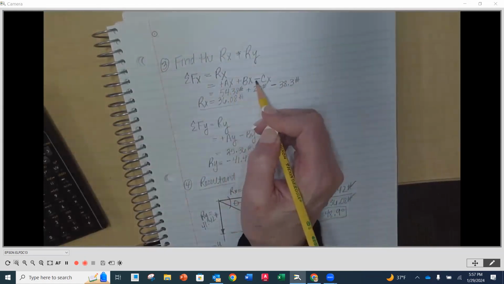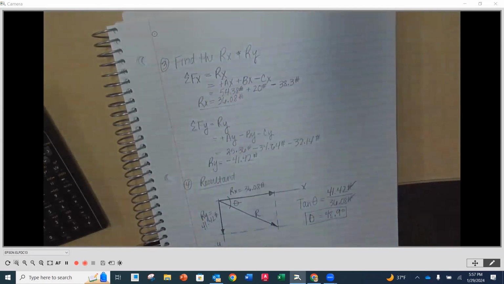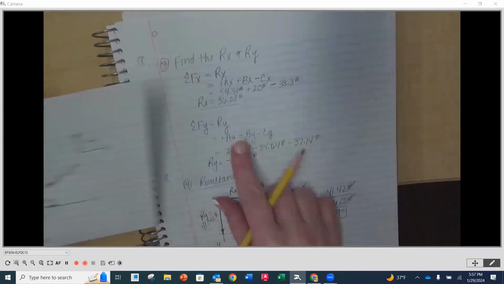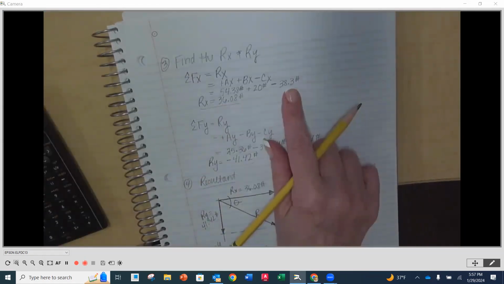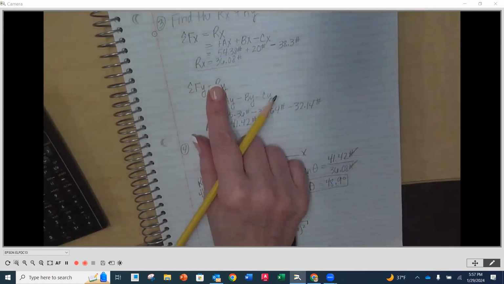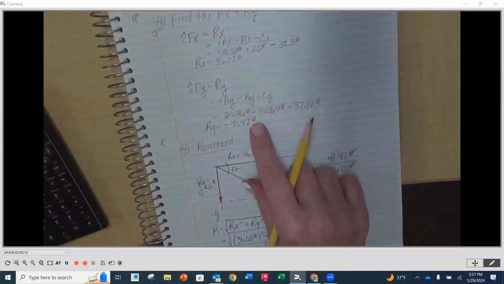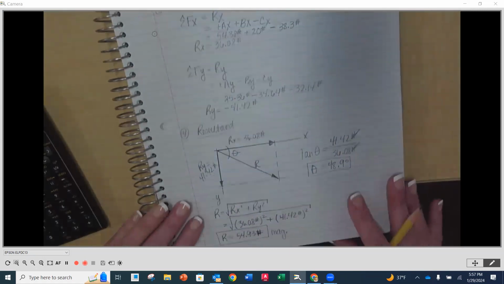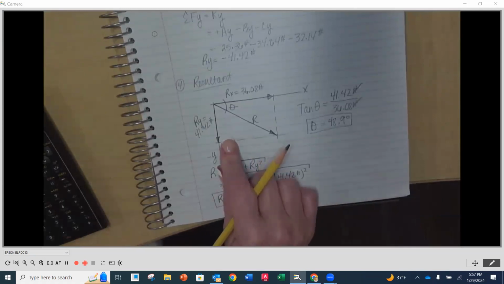And then now we're going to list horizontally positive and negative based on my convention, what I've got, and then I'm going to put my values in with units and then combine, add and subtract as needed. Same thing for the Y. Once you have these two values, then you're going to use that to draw a diagram.